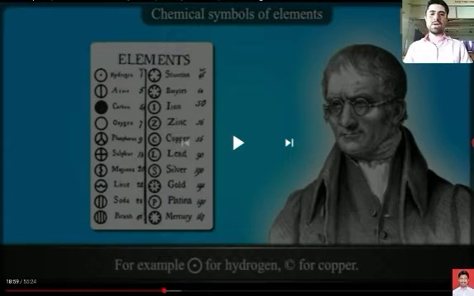In the 19th century, Dalton used some symbols for representing elements. For example, as you can see on the screen, he used a dot inside a circular structure for hydrogen, and he used a circle with a small letter C inside it for copper. Such symbols were used by chemists in the 19th century.